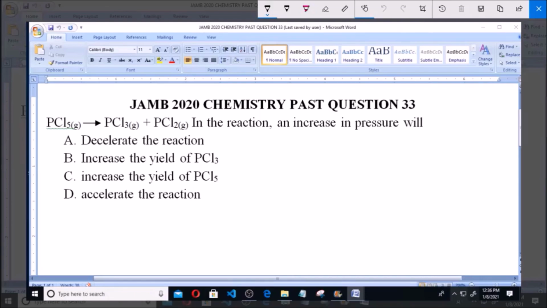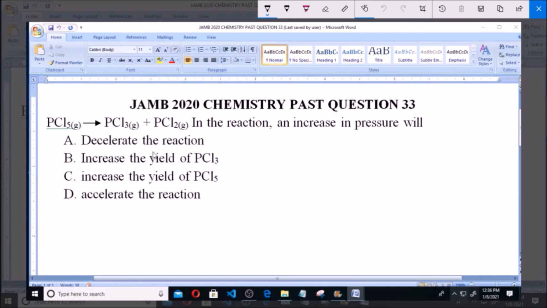I'll be answering JAMB 2020 Chemistry Past Question 33. PCl5 gives PCl3 plus PCl2. Now, in this reaction, an increase in pressure will A, decelerate the reaction, B, increase the yield of PCl3, C, increase the yield of PCl5, and D, accelerate the reaction.